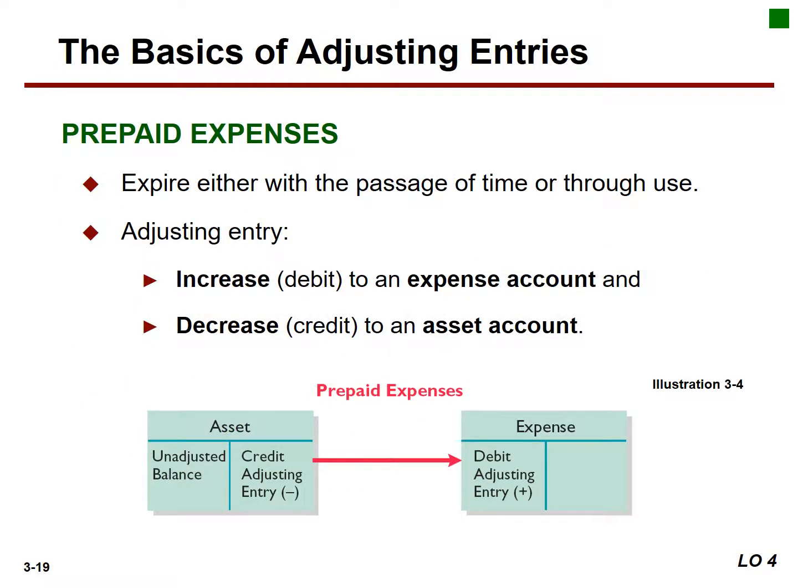All right, let's look at our prepaid expenses. Our prepaid expenses will expire either with the passage of time or through usage. Our adjusting entry for our prepaid expenses will include an increase to our expense account, which we know would be a debit, and a credit to some type of asset account, with one exception. When we talk about our depreciation here in a few moments, we'll see that we don't credit an asset account, we'll credit something called a contra asset account. We'll see that here in a few moments.